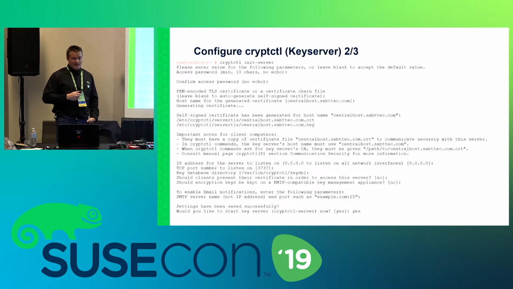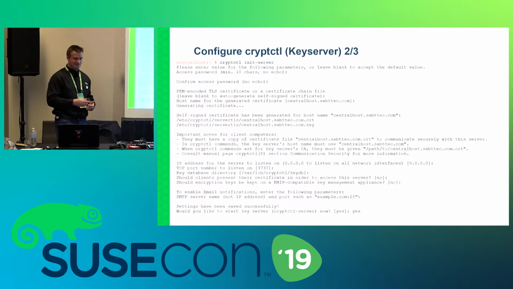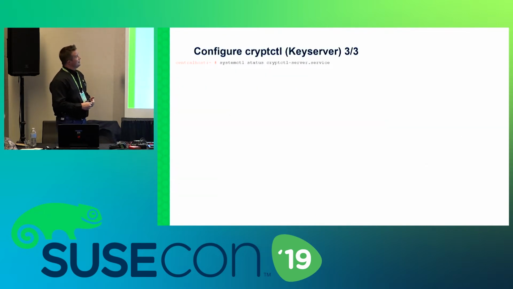All right, then at the very end, would you like to start the key server? I just typed in yes, and then it starts the crypt-ctl server on the central host. It seems like a lot, but you can literally copy this screen and run every single point that I'm going to show you in this whole presentation on your own systems, and it would work every time. It's very simple to set up. There's not a lot of parameters, and hopefully it seems easy enough. Then I just added a couple of extra things in there.